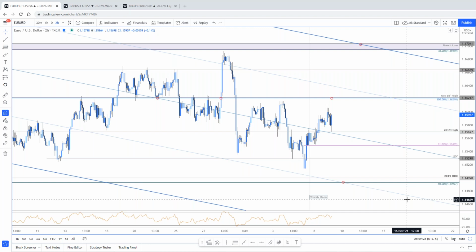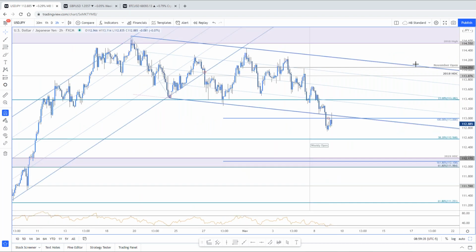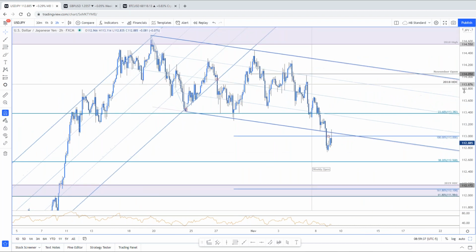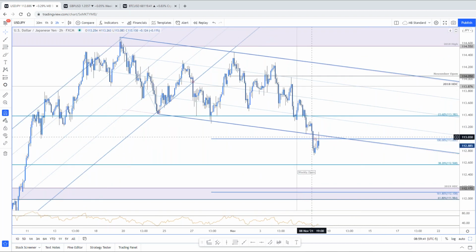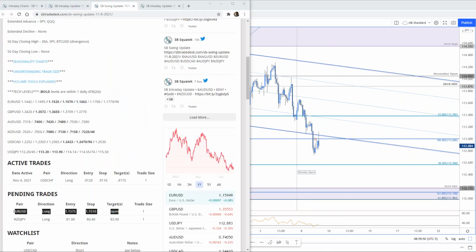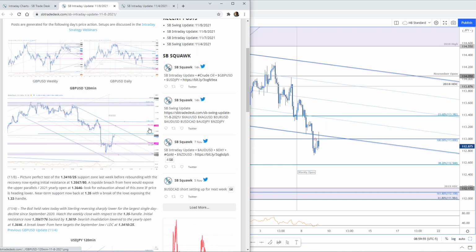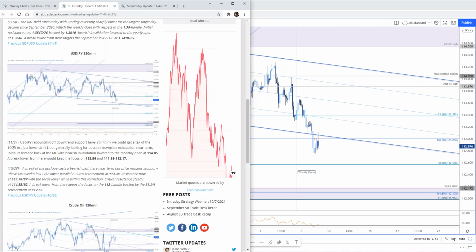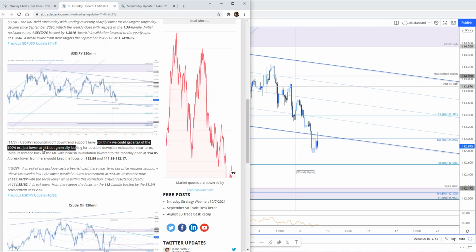Here's number 6. Here's number 7, dollar yen. What can I say about dollar yen? I told you guys last night I was looking for 113 on a stretch there to be a little bit more of a support though, not the break and retest. So again, our update from last night looked like this. And so I just wanted to get a tag of 113, but generally looking for downside exhaustion.